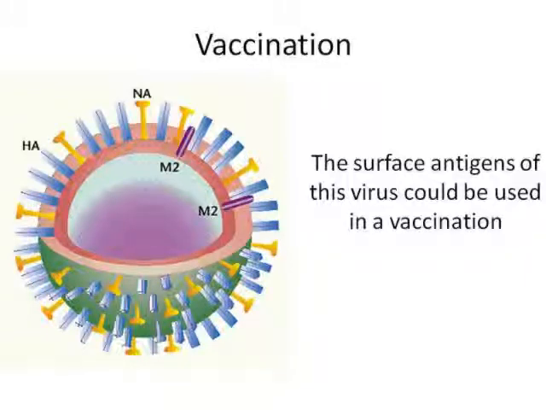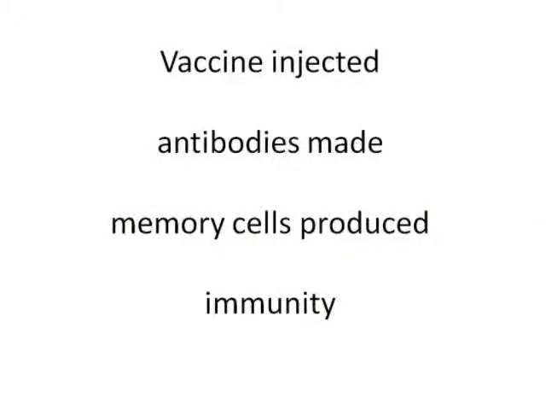If you were asked to state how a vaccine works, you would say that a vaccine is a weakened or dead virus, or is made up of antigens from a pathogen. These are injected into the body. The antigens would induce an immune response, so antibodies would be made and memory cells would be produced.